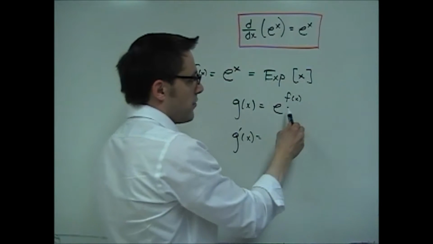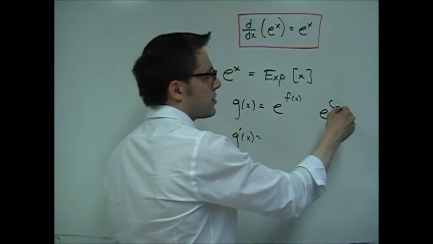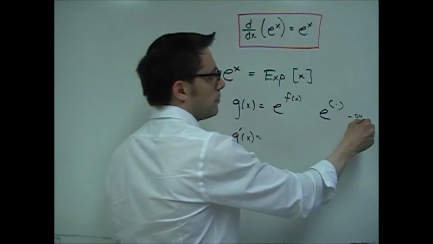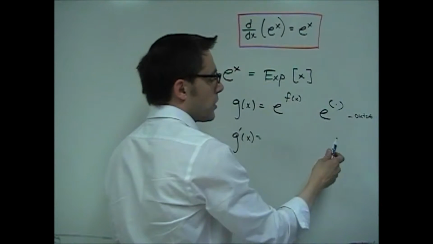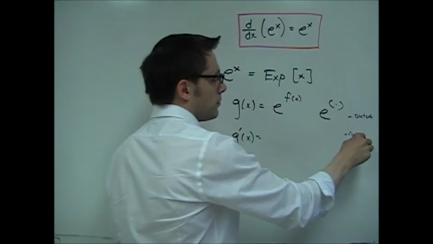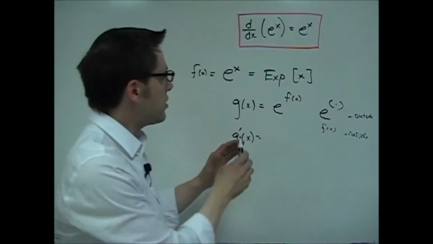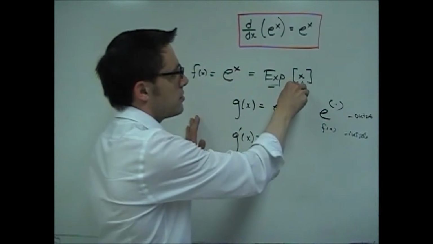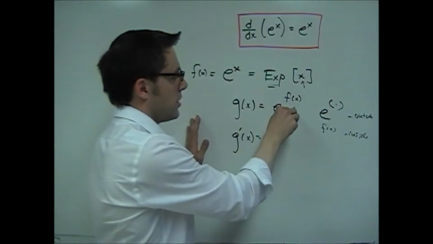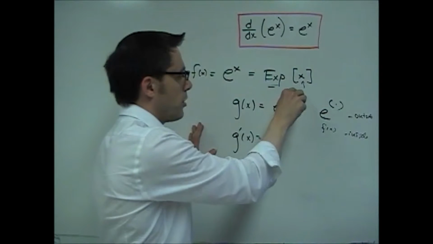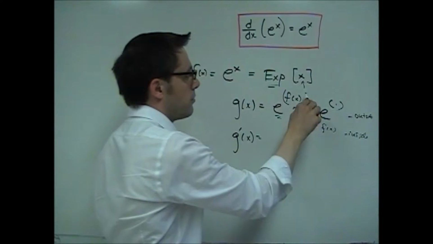So the outside function here is e to the something. This is outside. And the inside is f of x. Notice that that's how I've written this. Here's the outside, here's the inside. Here's the outside, here's the inside. And I could write little parentheses if I wish for the inside part.